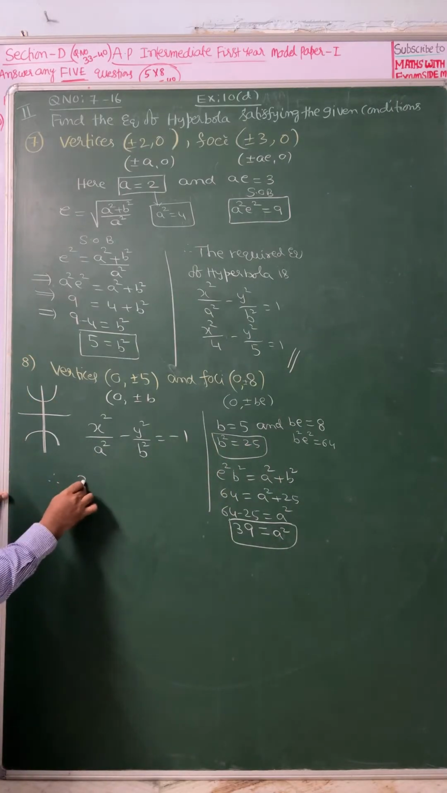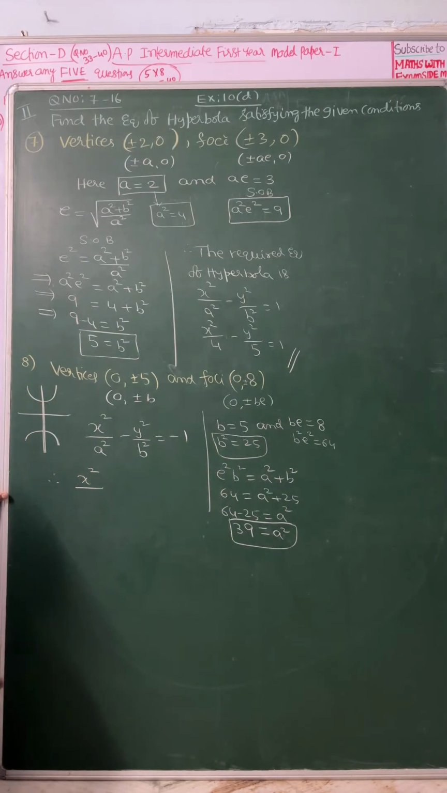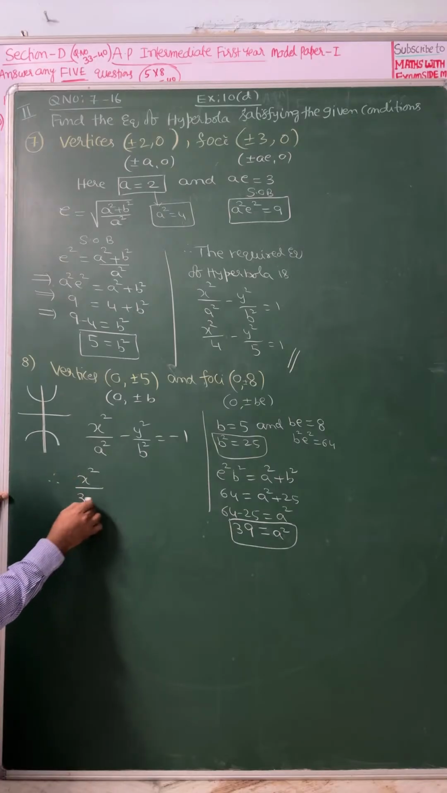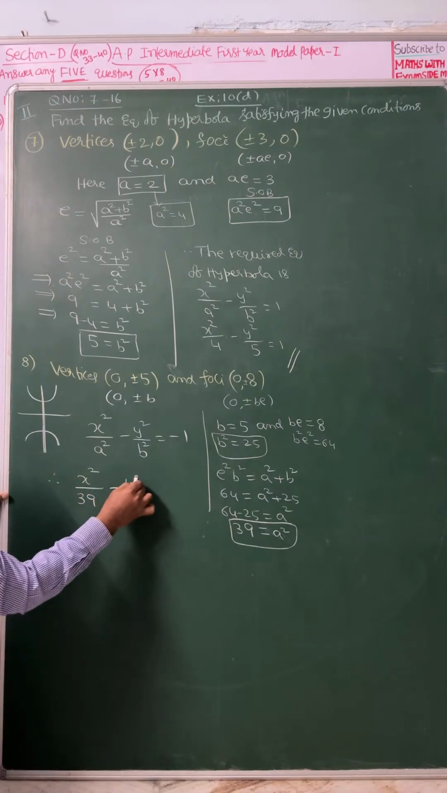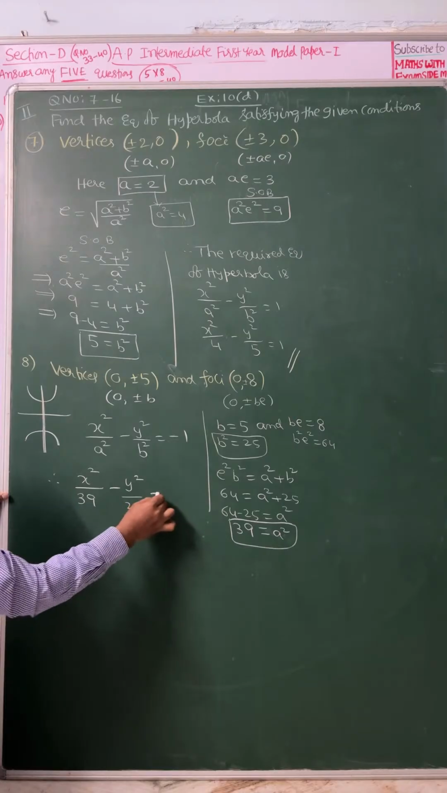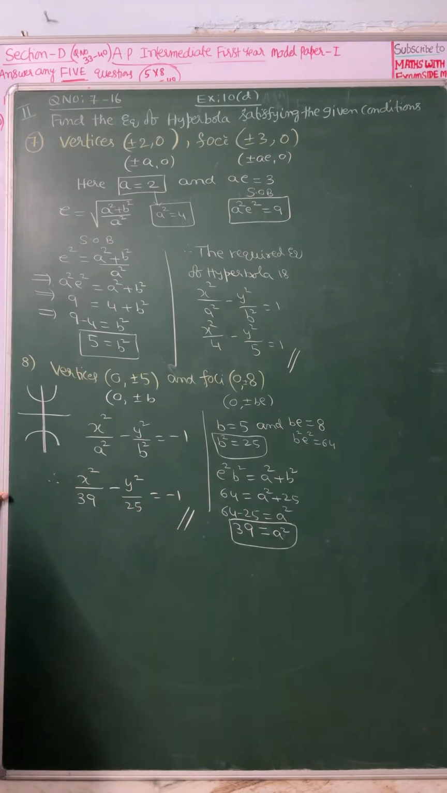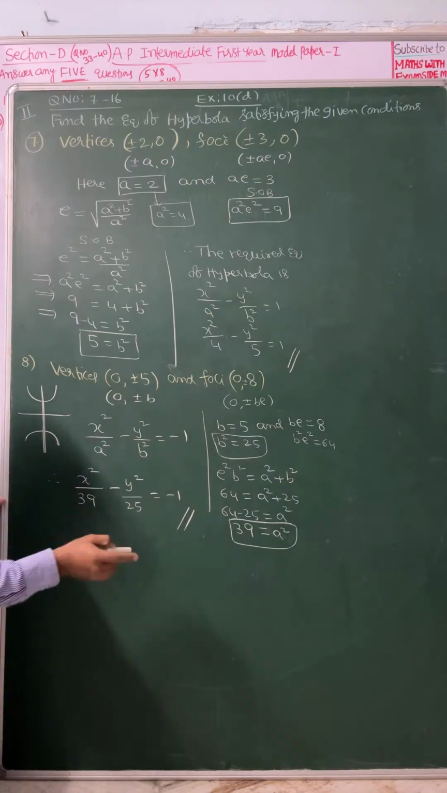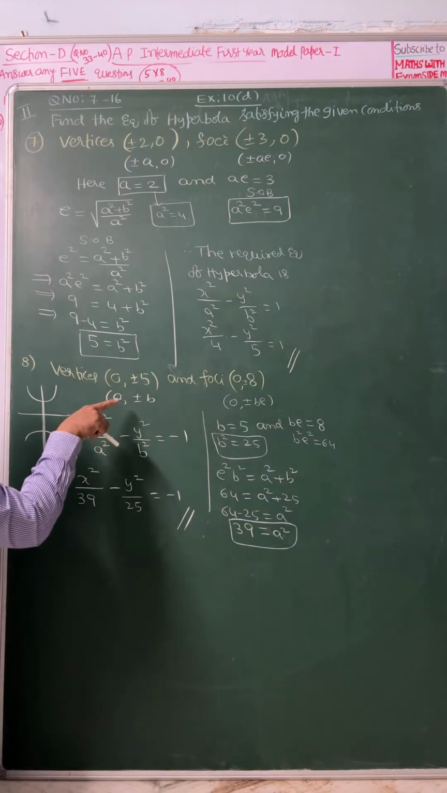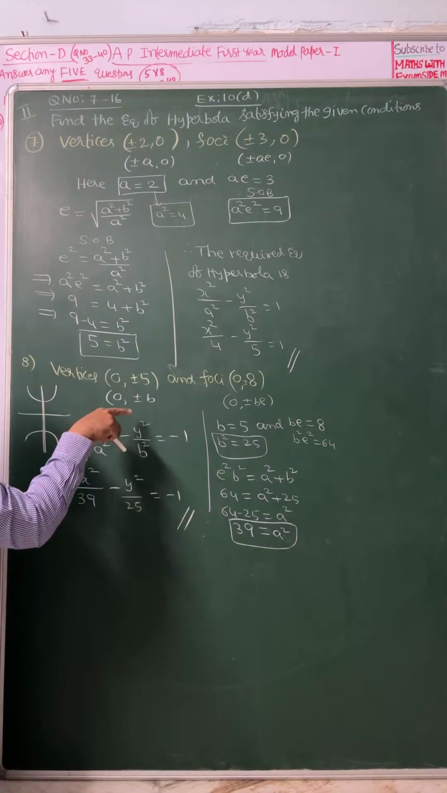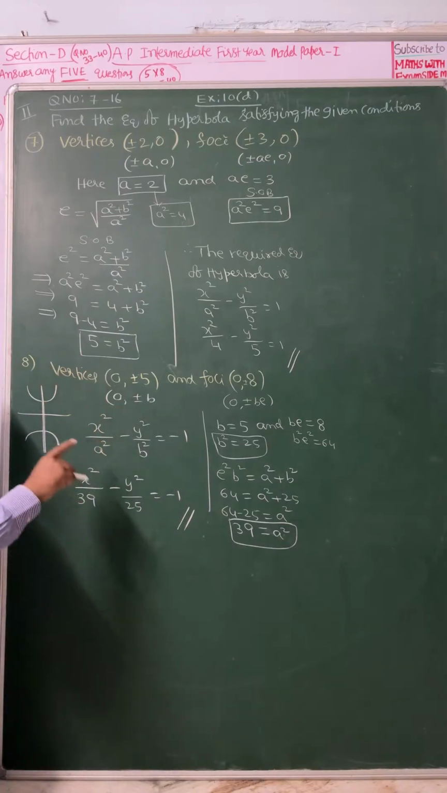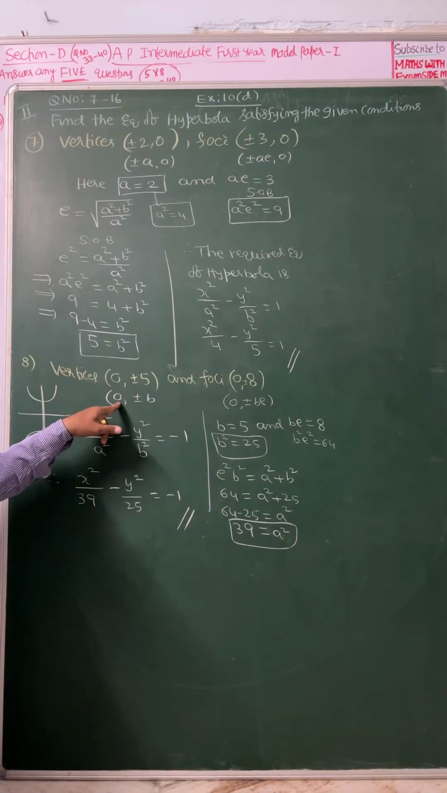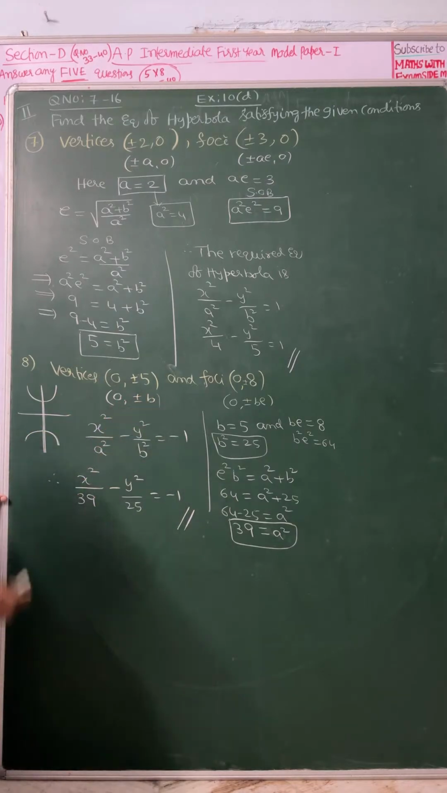Substitute in this. Therefore, x square by a square value 39 minus y square by b square value 25 is equal to minus 1. You remember, dear students, whenever vertices and foci lie on the y-axis, that means conjugate axis here. I hope you understand, students. We'll move to the next question.